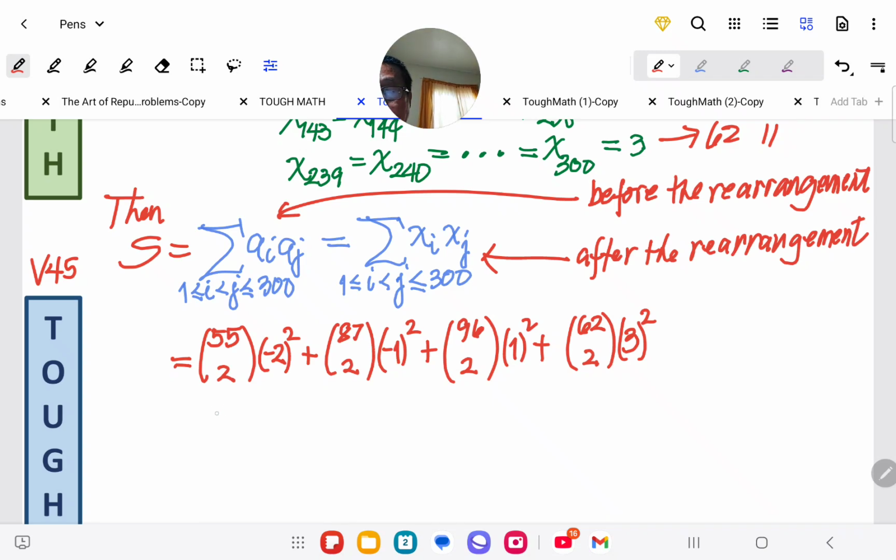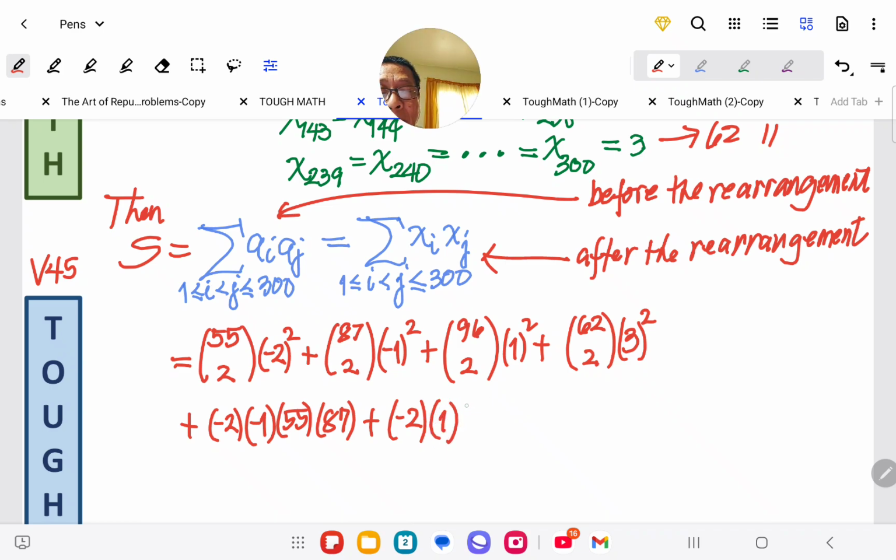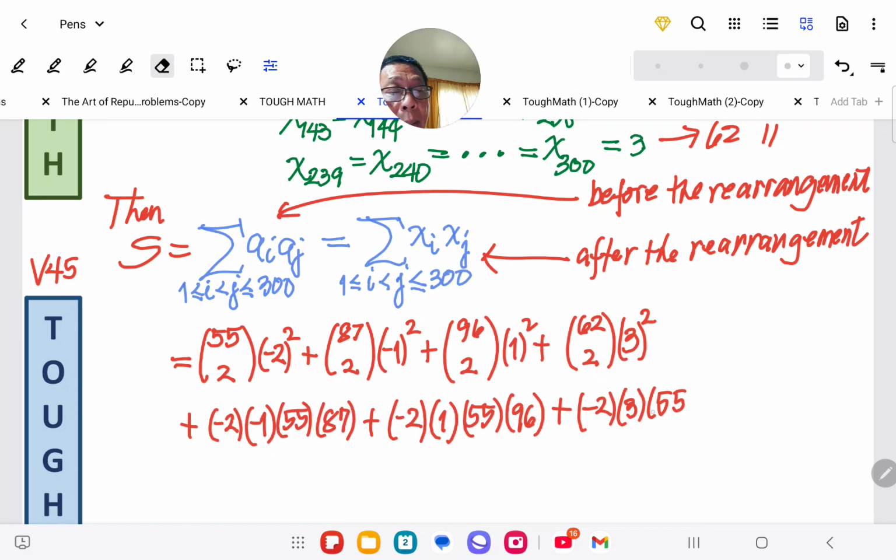And then we take the number from the first set, they are all negative 2's, and then from the second set they are all negative 1's. There are 55 negative 2's, so times 55, and there are 87 negative 1's. And then negative 2 from the first set, positive 1 from the third set, so 55 from the first subset and 96 from the third subset, and then we add negative 2 times 3. There are 55 from the first, and there are 62 from the fourth subset.